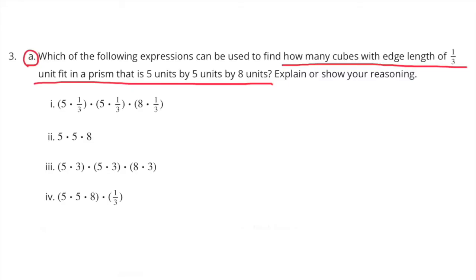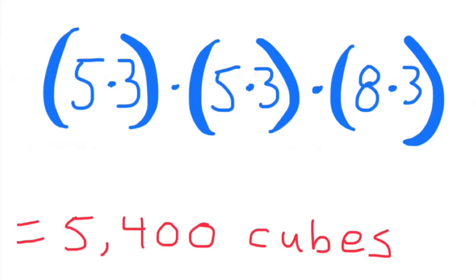Number 3A. Which of the following expressions can be used to find how many cubes with edge length of 1/3 unit fit in a prism that is 5 units by 5 units by 8 units? Explain or show your reasoning. Cubes with the edge length of 1/3 unit would be small enough to fit 3 cubes in each unit. So I selected 5 times 3 times 5 times 3 times 8 times 3. Which, by the way, turns out to be 5,400 cubes.